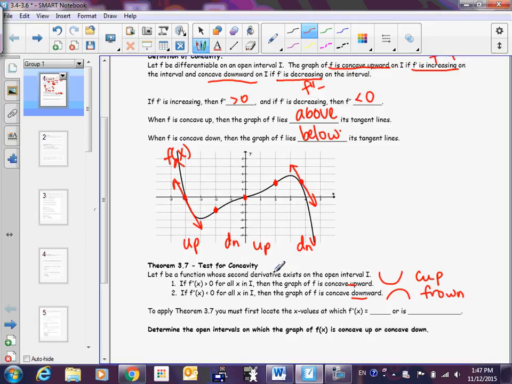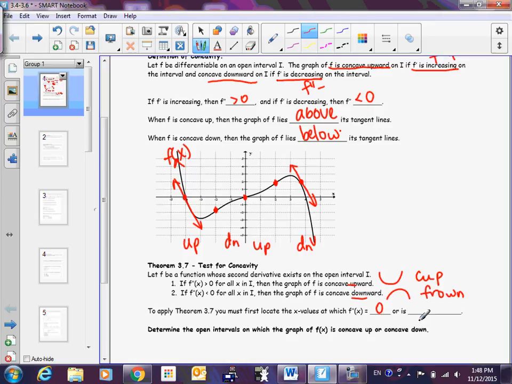So if the second derivative is positive for concave up and negative for concave down, what is that second derivative at these points where it's changing from up to down? Or what number comes between positives and negatives? 0. So that's how we're going to apply this theorem. We're going to figure out where the second derivative is 0.